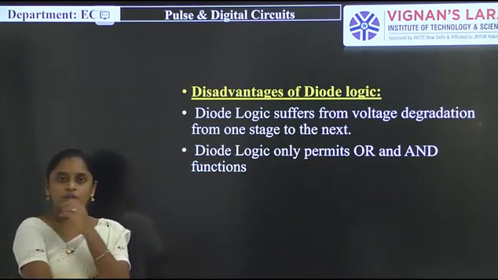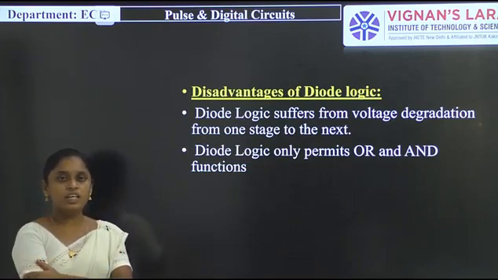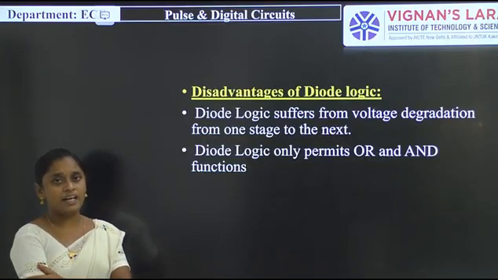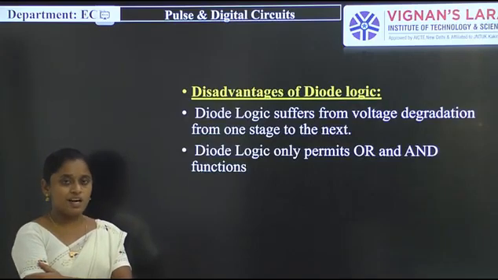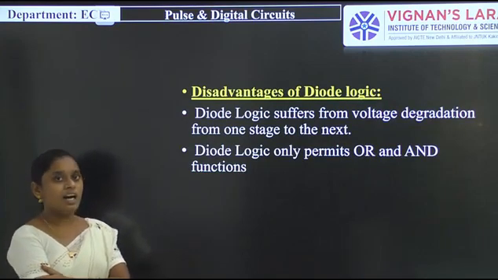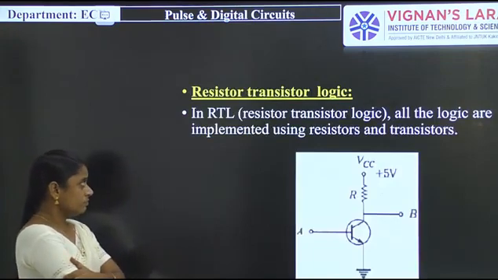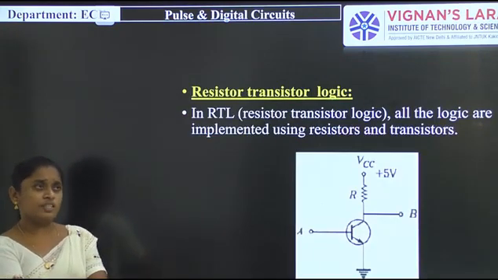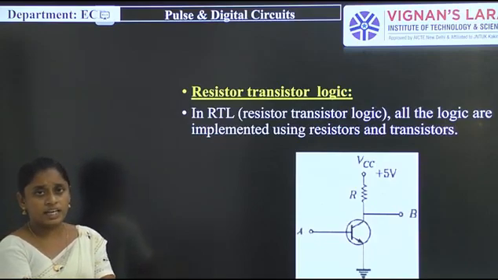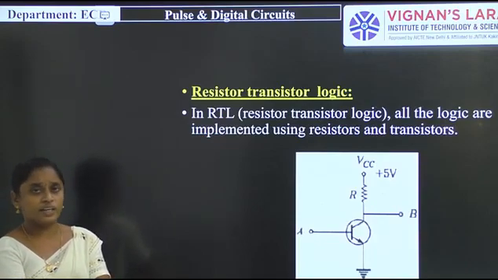So next we move on to the transistor logic, that is BJT. In the BJT the first logic will be RTL logic. What is meant by RTL logic? That is resistor and transistor logic. Here we use the resistor as well as the transistor for the circuit connection. By using RTL logic we can design the AND gate, OR gate, NOT gate, NAND gate and NOR gate also.